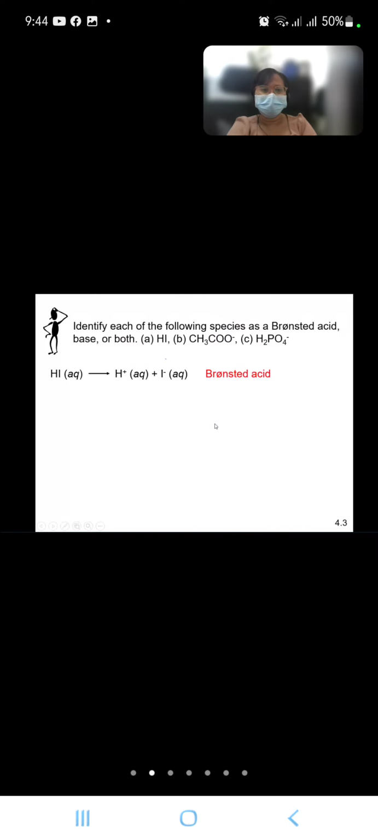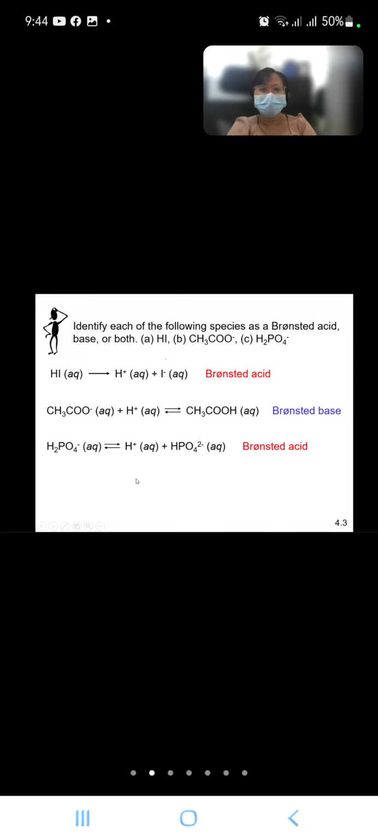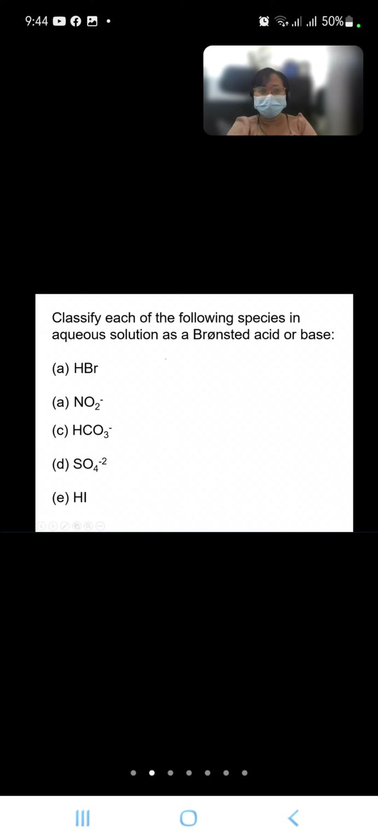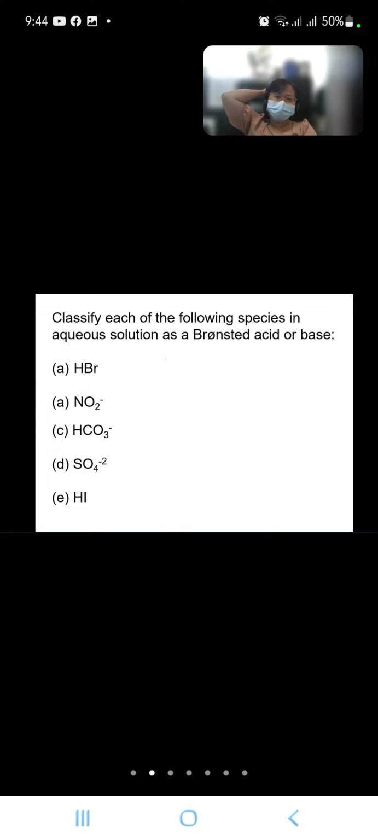Okay. So for letter A, it's a Bronsted acid. And then letter B, it's a Bronsted base. And then letter C, it's a Bronsted acid and at the same time a Bronsted base. Okay. How about this one?